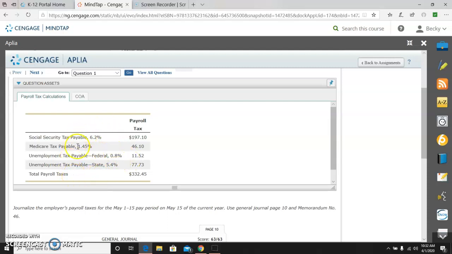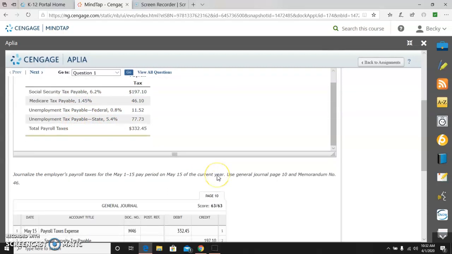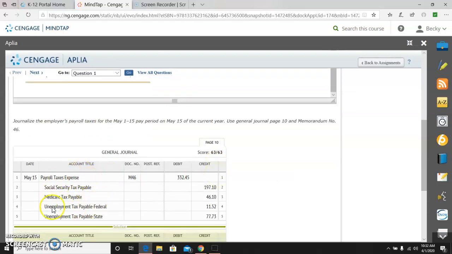So in this journal entry, we are putting just the employer's payroll taxes, the 4 that they have to pay. And it doesn't matter if I'm Eli Lilly, if I'm the Colts, who I am, these are the 4 that I'm responsible for paying.